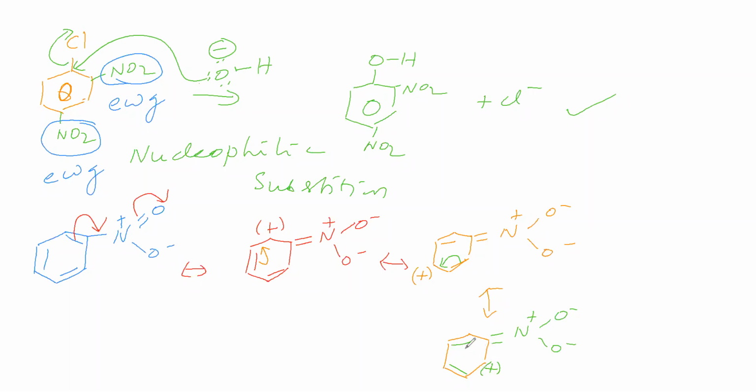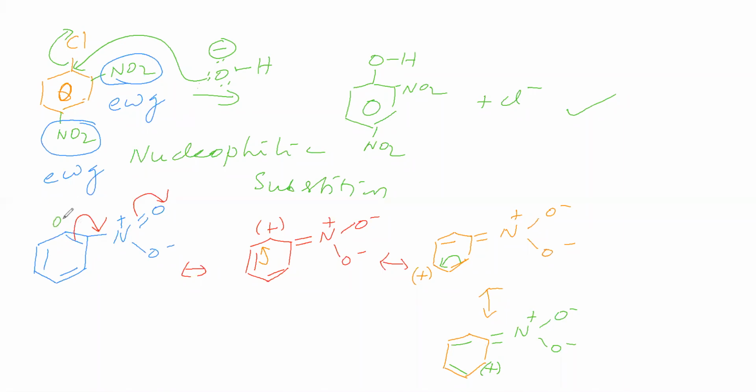So now you see that this NO2 group acts as an electron withdrawing group. Due to that, with respect to this, the ortho position is getting a positive charge.